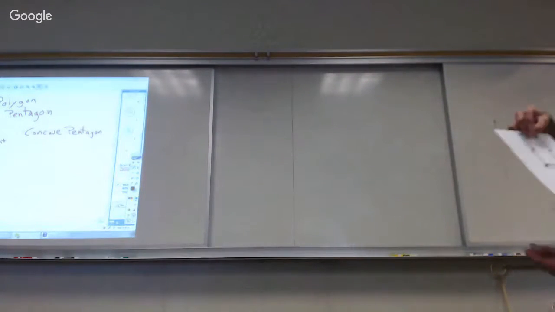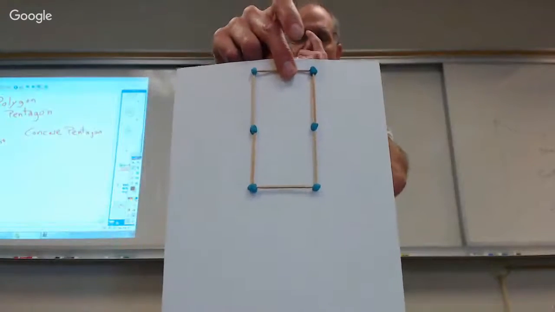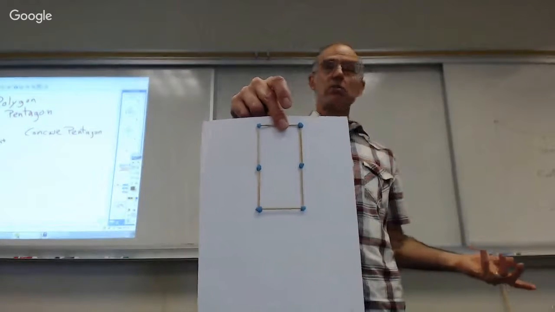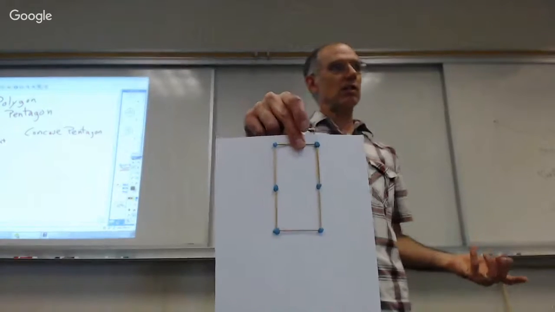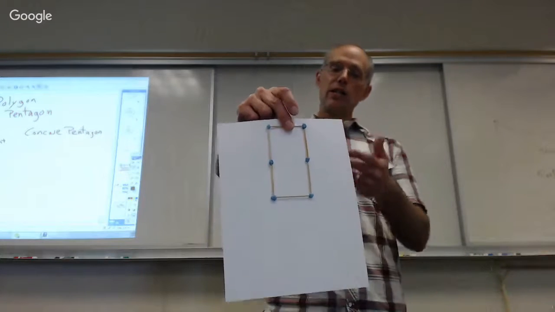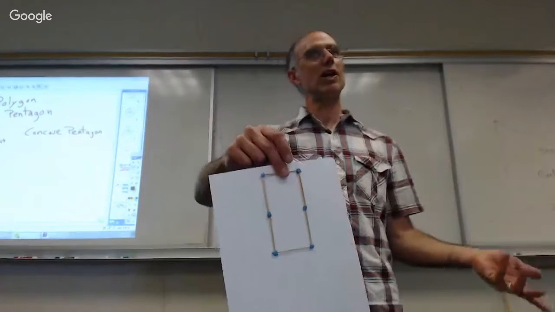All right, here's another one. So this one right here, what kind of shape would we call this? Rectangle, more general name for rectangle? Quadrilateral, yeah. So it's a polygon because it's got many straight edges. It's a quadrilateral because it has 4 straight edges. It's a rectangle because, why is it a rectangle?